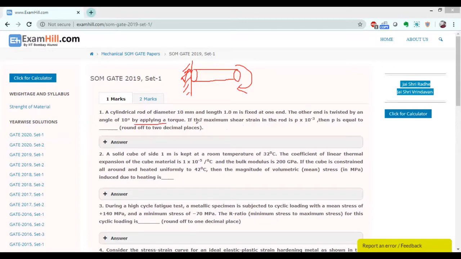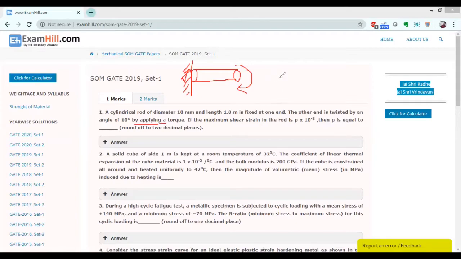Now it is saying that if the maximum shear strain, okay, there are two kinds of strain. One is normal strain and the other is shear strain. Are you aware of what normal strain is? Can you tell me what is the normal strain? Normal strain is the strain created due to normal stress. So the elongation is in the direction of force.